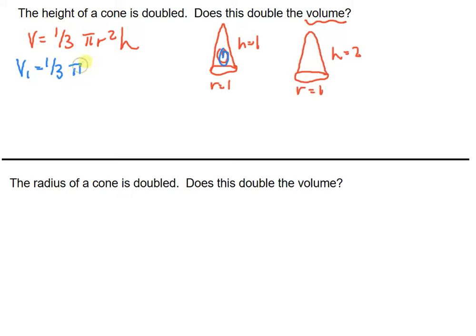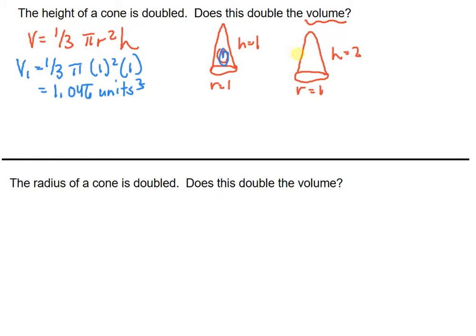1/3 of pi r is 1 squared, and then h is 1. So we get basically 3.14 divided by 3. So let's put 1.046 continuous. Okay, and that's the volume. So we'll just put units cubed. Okay, and let's do the height of the second one.